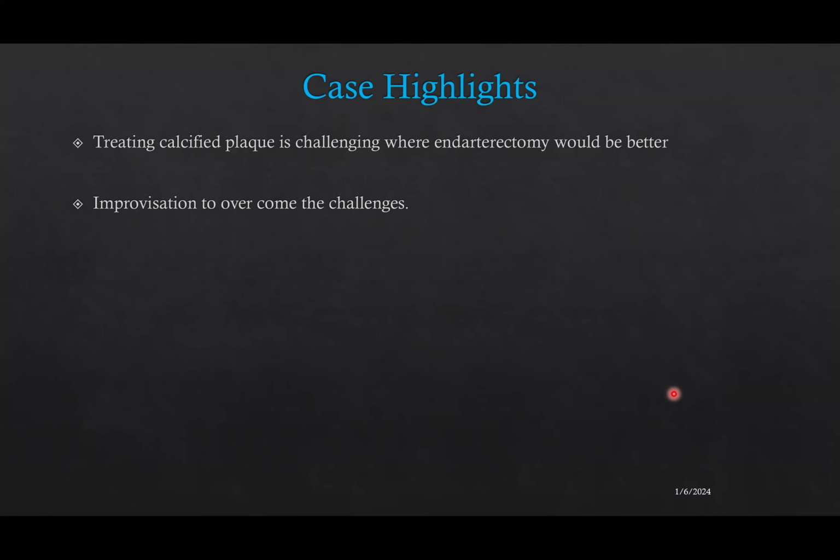The idea was only to say that these are the challenges which you will face when you're trying to treat a calcified plaque, especially when it is thick and especially when it is circumferential, and use improvisation so that you can overcome the difficulties, like using a non-compliant balloon, using a balloon with a higher atmospheric pressure, and also using catheters or techniques so that you can navigate the difficult stenotic areas and then retrieve the filter or retrieve the device.